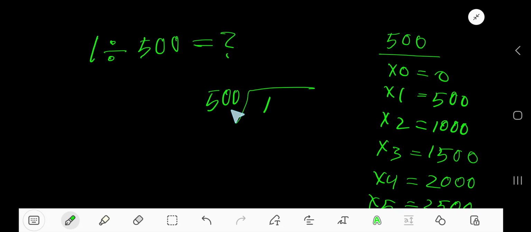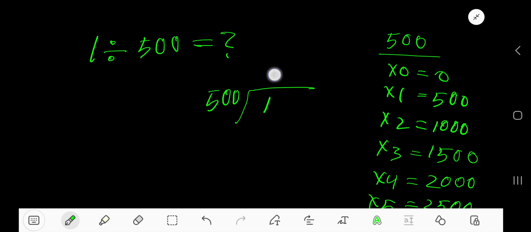1 divided by 500. Here 500 is a divisor, so we need the multiplication table of 500. 500 times 0 is 0, 500 times 1 is 500, 500 times 2 is 1000, 500 times 3 is 1500. To find the multiplication table of 500, just add 500 to the previous step. 0 plus 500 is 500, 500 plus 500 is 1000, 1000 plus 500 is 1500, 1500 plus 500 is 2000.